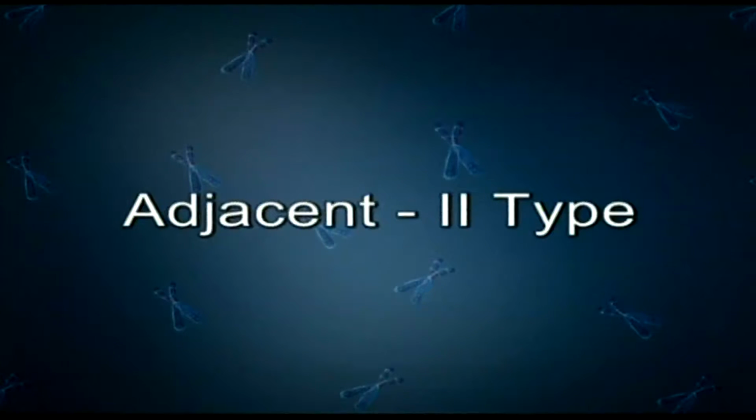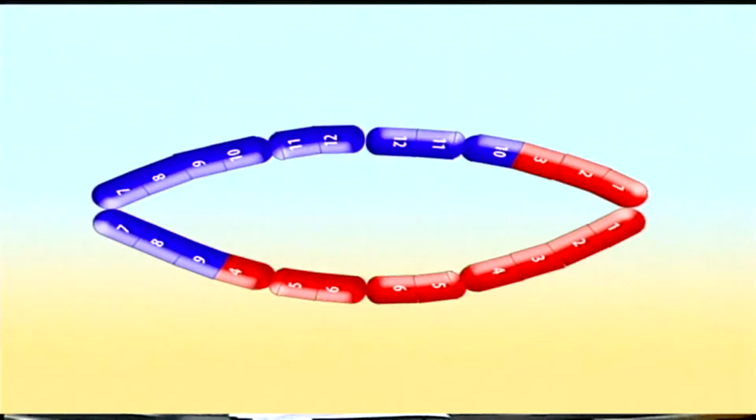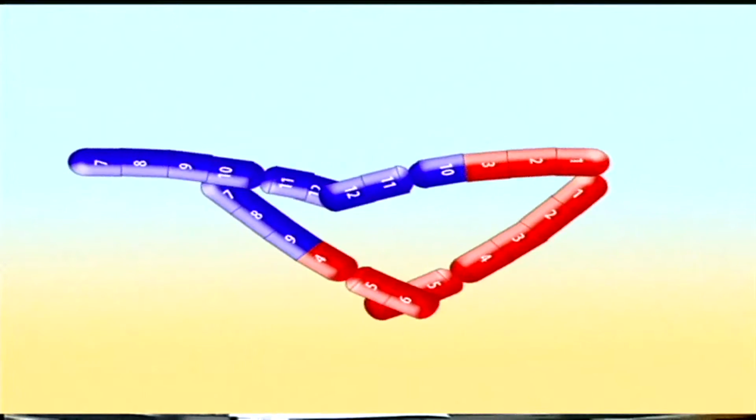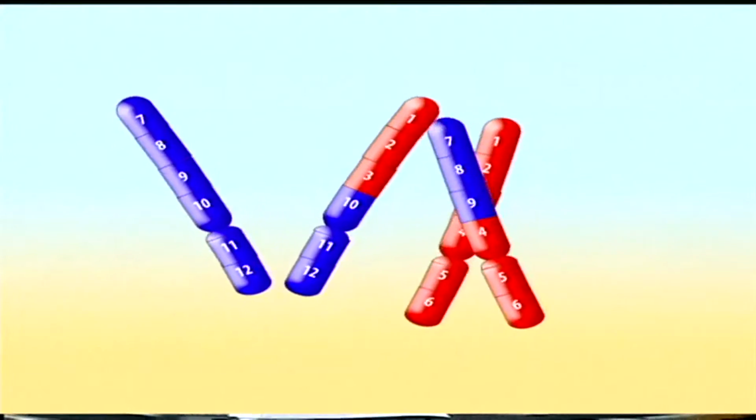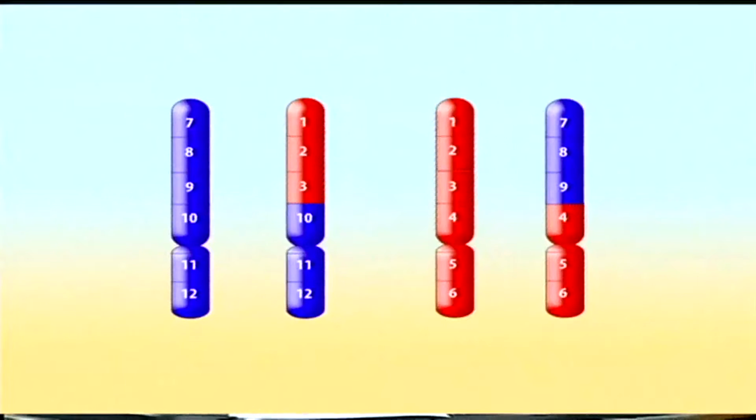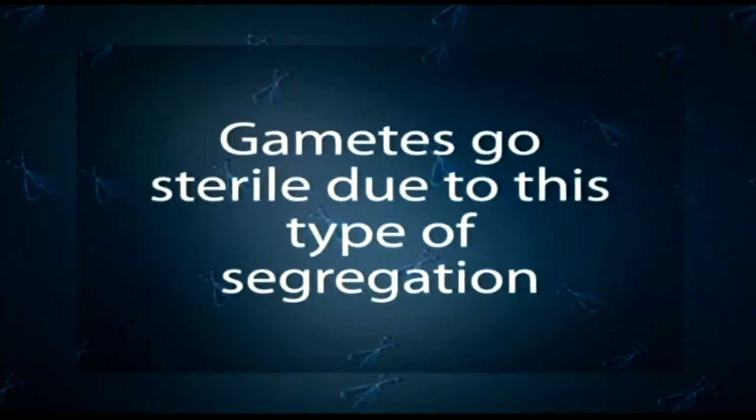In the third type of orientation of this translocation ring, we call it adjacent 2 type. In this type, the translocation ring is oriented in such a way that adjacent chromosomes with homologous centromeres are oriented towards the same pole, and anaphase segregation takes place in such a way, followed by gamete formation, that the gametes later on carry deletions and duplications, and therefore all the gametes formed by this type of disjunction are also sterile or non-functional due to this type of segregation.